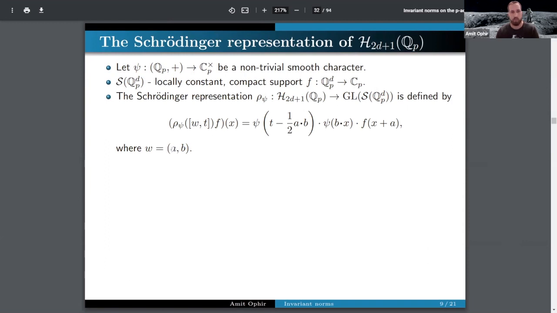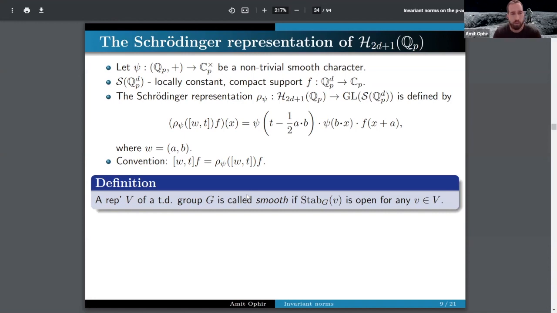So here w is a pair a and b, each of them is a vector in Q_p to the d. And going from right to left, what you see here is first a translation of a function f, then a multiplication by a smooth character, and then this is just a constant. So essentially, the action of the Heisenberg group on the space of Schwartz functions is by translations and multiplication by smooth characters. Whenever it will be convenient, I will omit the notation rho psi if it's obvious.